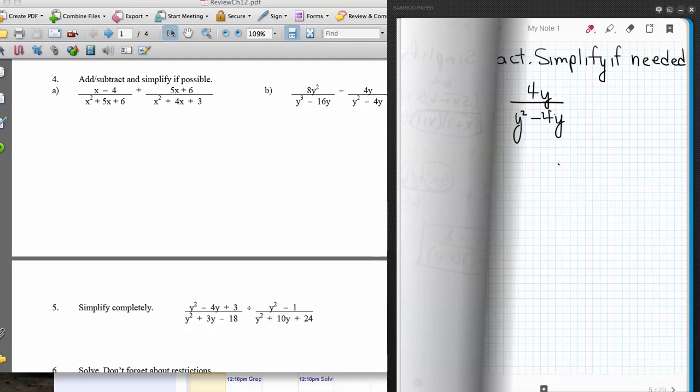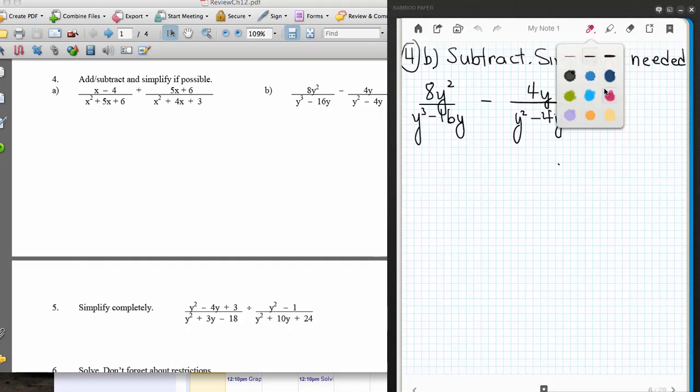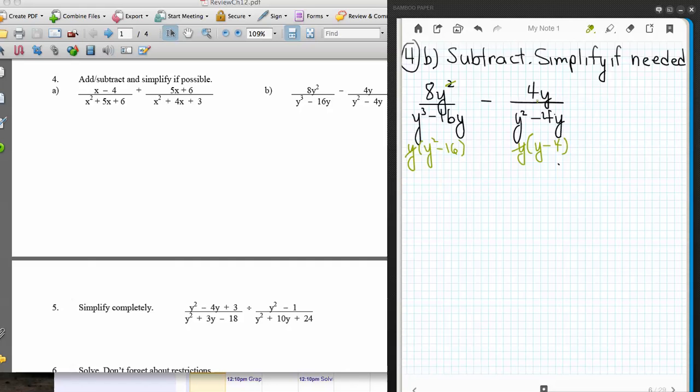All right, moving along to our second one, which is a difference. In this difference, we're not going to take any different strategy. We're going to find the factors of the denominators so we can find the least common denominator. So in factoring this one, I'm going to have a y that comes out, which is going to leave me with a y squared minus 16. And when I do that, I might notice that this y and that y cancel. It's okay to cancel those. And over here, I'm going to notice that this factors as y times y minus 4. And again, I might notice that that'll cancel, and it's okay to cancel them out.